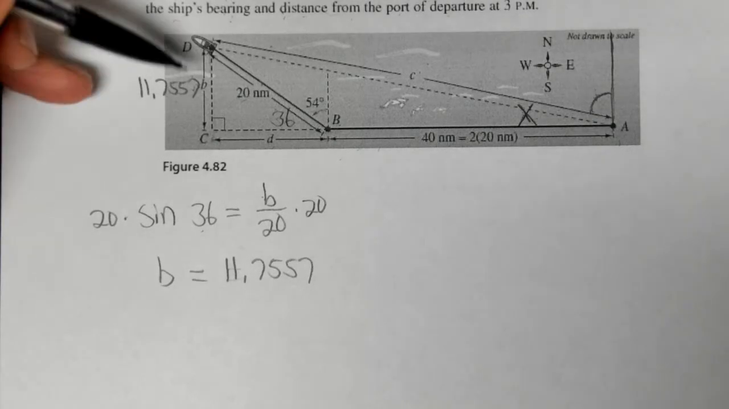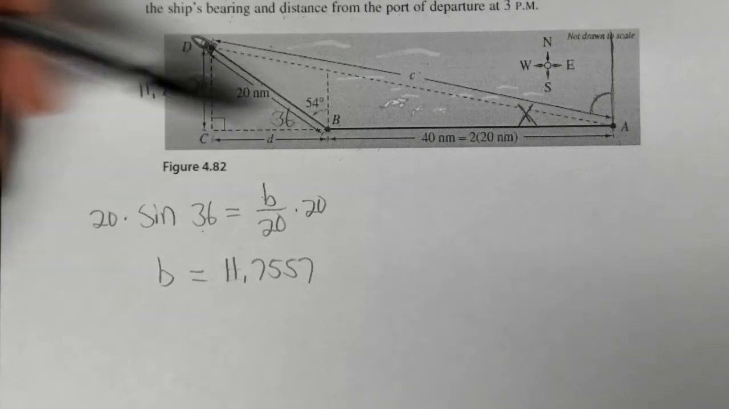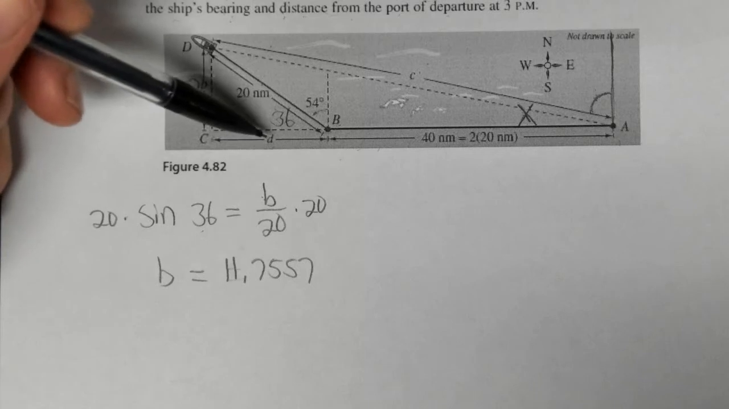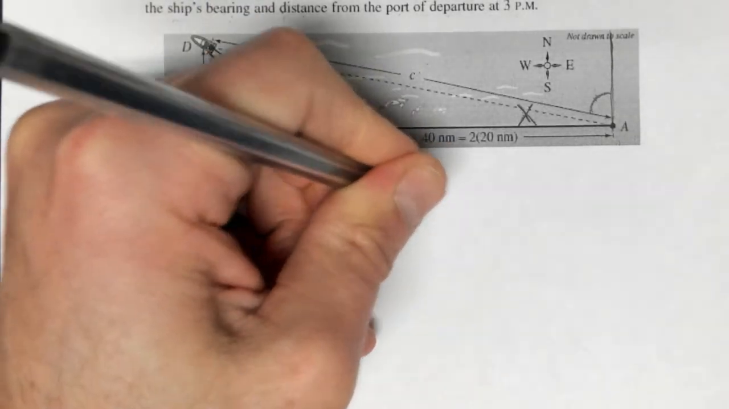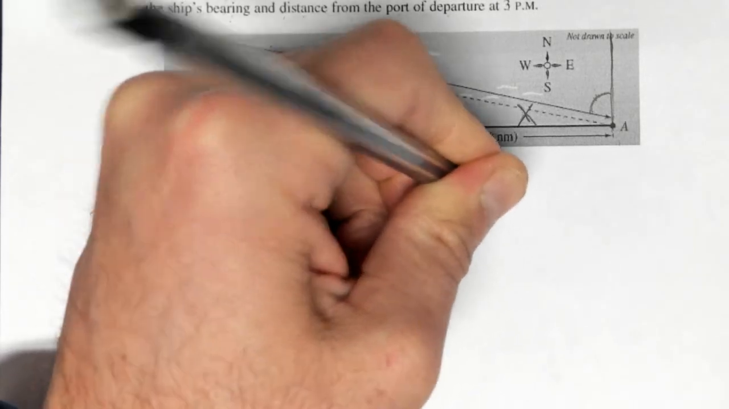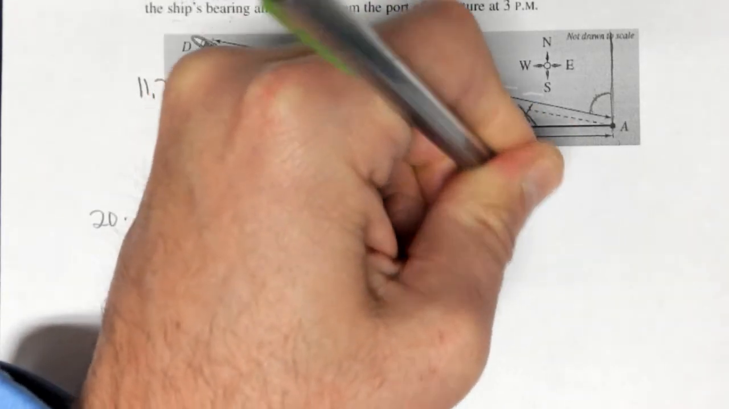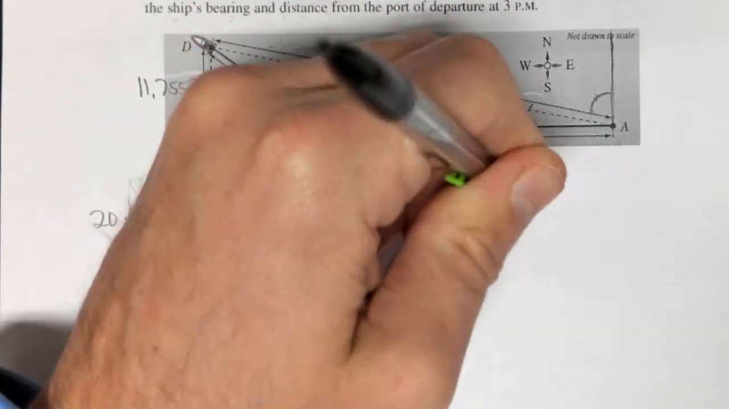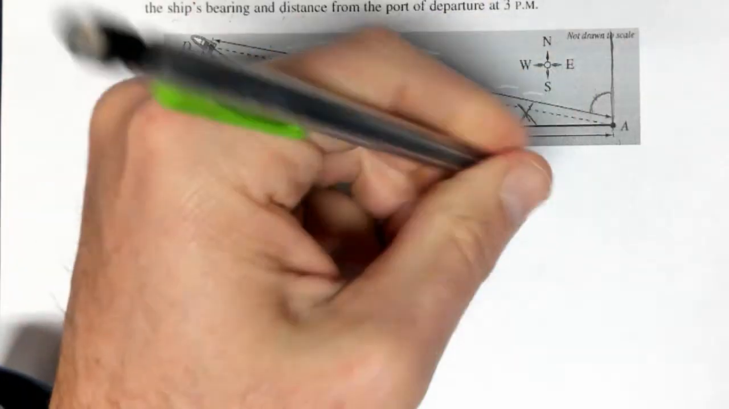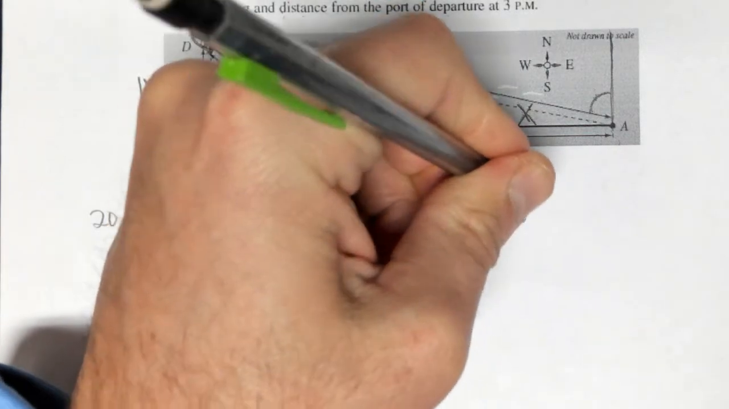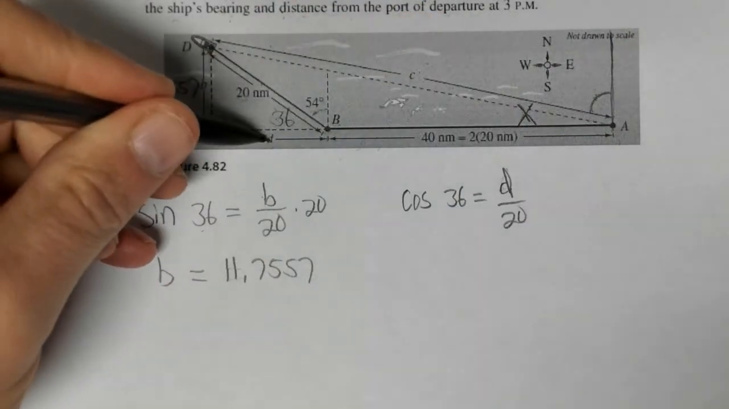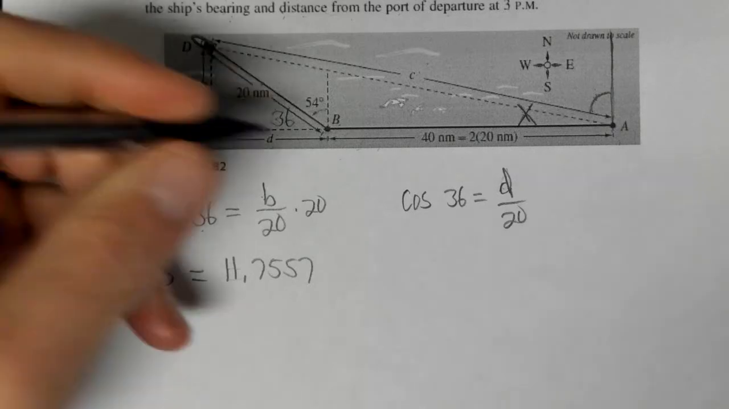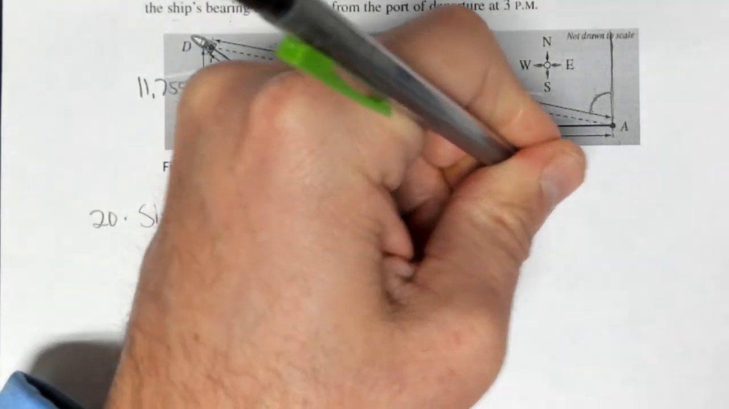All right, so how are we going to find D now out of this? Well, I can set up D with cosine. Cosine of 36 is equal to D over 20. Using that same triangle and that same reference angle, here's my reference angle, 36. This is the adjacent, 20 is the hypotenuse. Use cosine. I'll multiply both sides times 20.